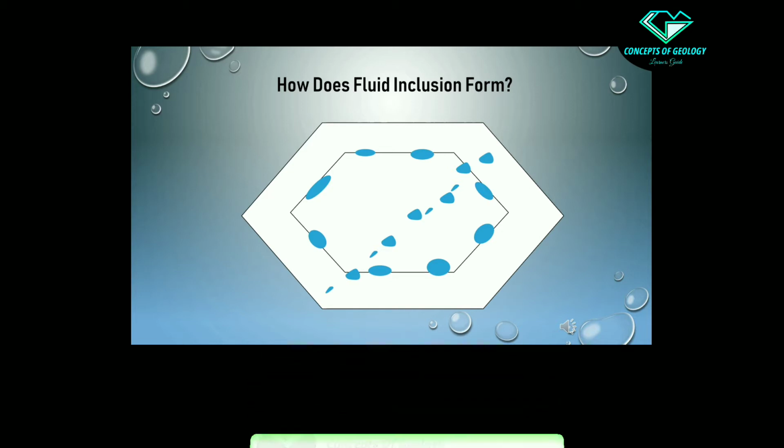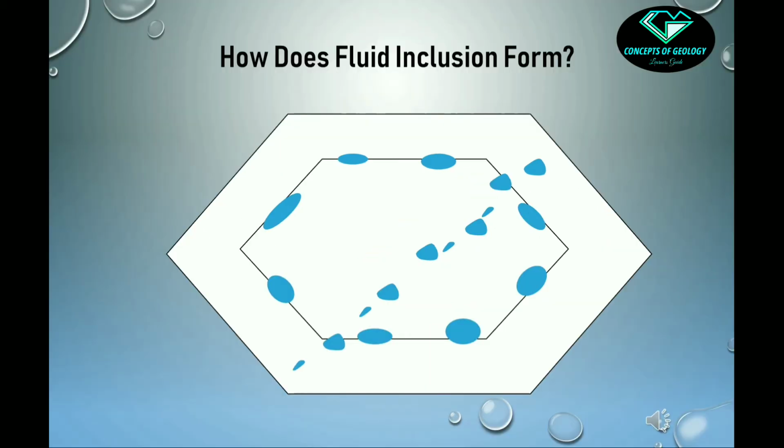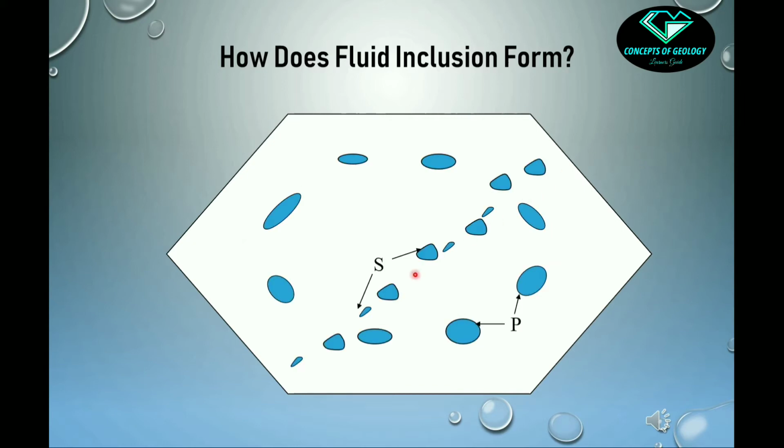So clearly after this fracture formation we are getting two types of inclusion within this crystal. The fracture filling inclusions are the secondary inclusions, and these inclusions are primary inclusions. Those were trapped within a growing phase of the crystal. So these are primary inclusions and secondary inclusions.